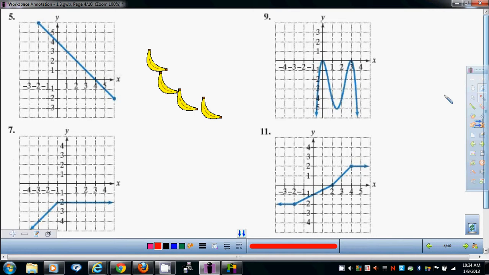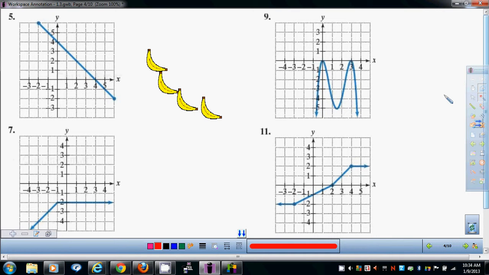And constant, is there one? No. Number 7, increasing or decreasing at what interval? Well, it has an arrow, so negative infinity. Yep, negative infinity to -1, and then what? Constant from -1. There you go. -1 to infinity.